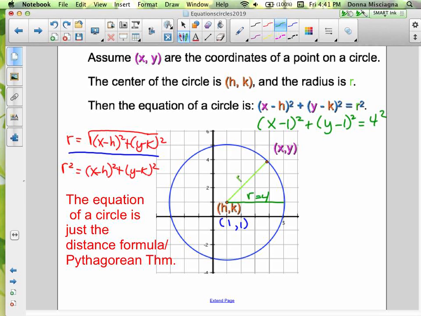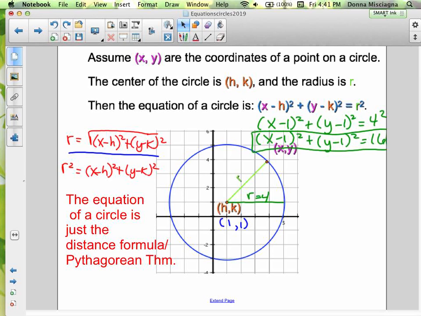We could square the 4, and we should. (x minus 1) squared plus (y minus 1) squared equals 16. This is the equation of the circle, and that's it. So it's actually pretty easy to write the equation of a circle, as long as you know the center and the radius, and you remember the formula. All right? And the equation of a circle is just the distance formula, or Pythagorean theorem.